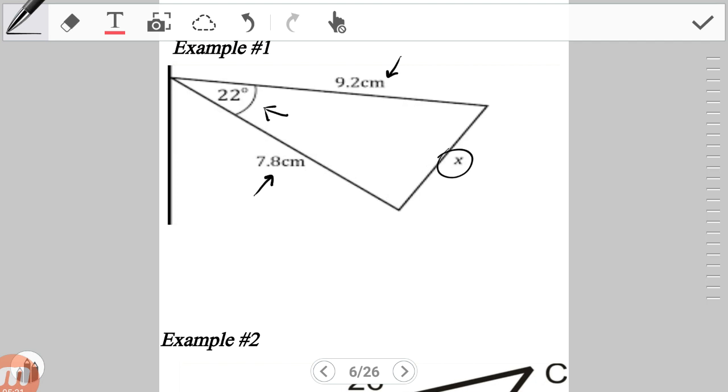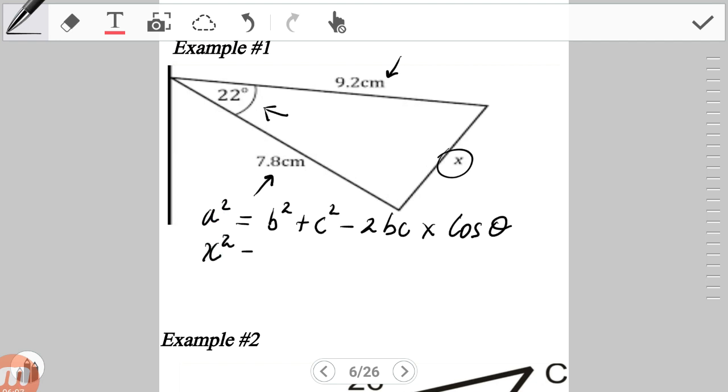So all the criteria for the cosine rule have been met. Therefore we are looking at using the formula a squared is equal to b squared plus c squared minus 2bc multiplied by the cosine of the angle between the two sides. Based on what we have discussed earlier, a is representing the side that we're looking for, so a squared is now going to be rewritten as x squared. And b and c are going to be the two known sides respectively.